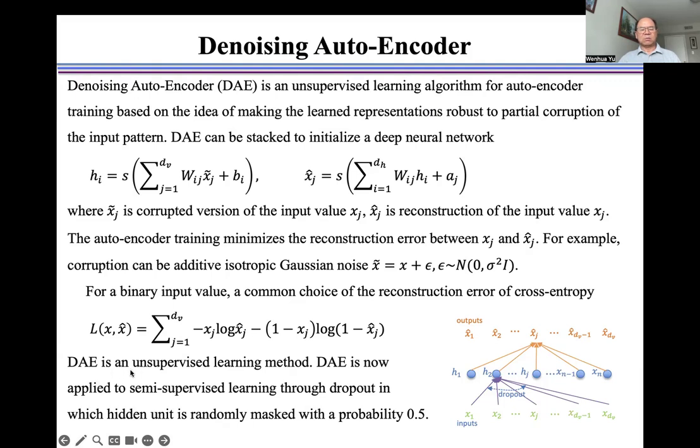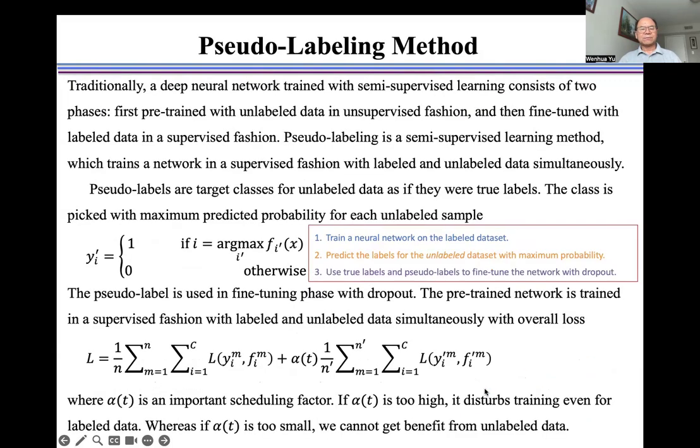DAE is an unsupervised learning method. DAE is now applied to semi-supervised learning through dropout, in which hidden units are randomly masked with probability 0.5 as shown here. Traditionally, a deep neural network trained with semi-supervised learning consists of two phases. First, pre-trained with unlabeled data in an unsupervised fashion, and then fine-tuned with labeled data in a supervised fashion.